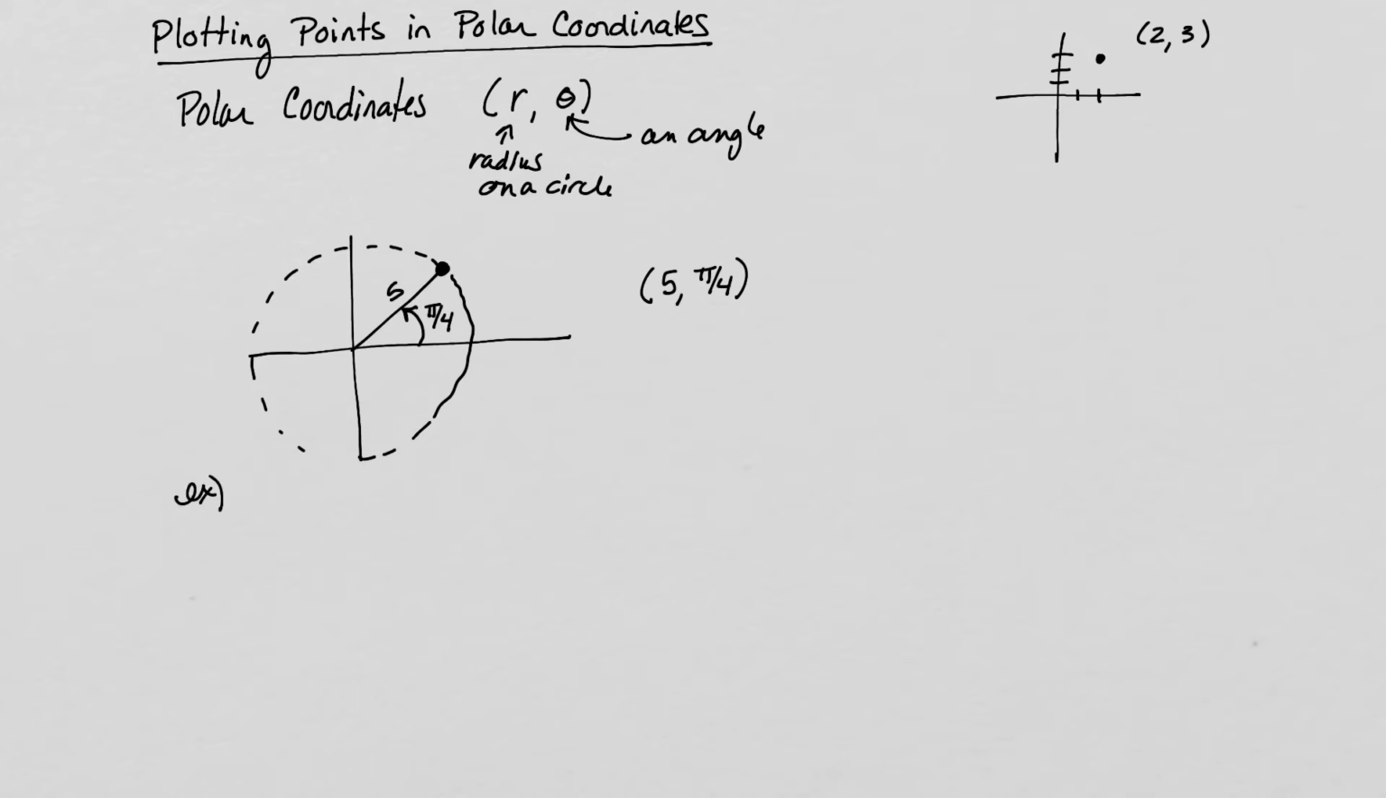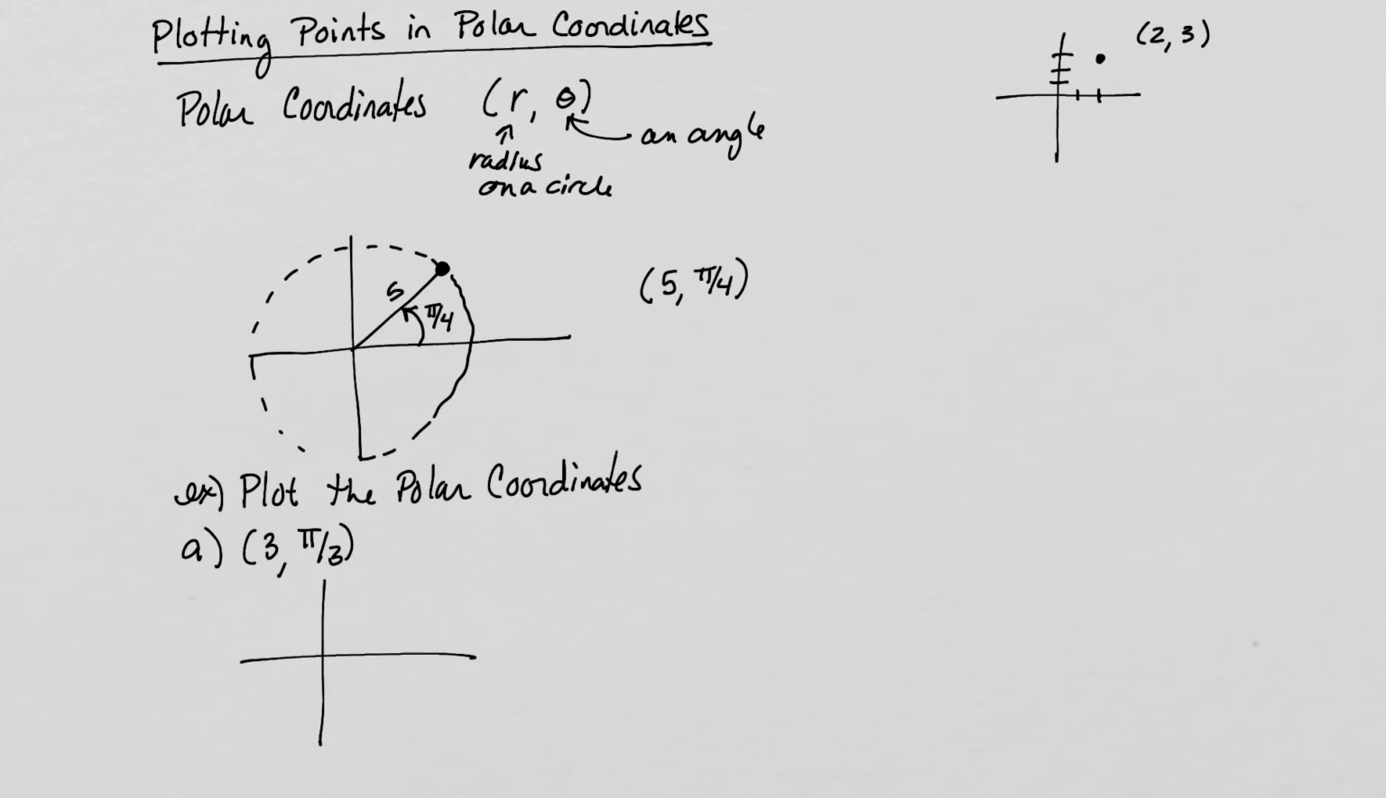For example, plot the polar coordinates. The first one here is (3, pi over 3). If we think about it, pi over 3 would be roughly about there. So here's a length of 3, and then we have to rotate pi over 3.